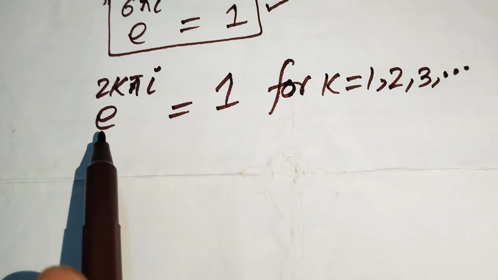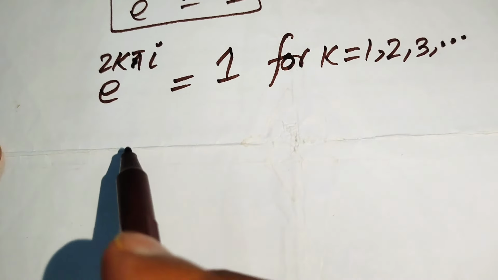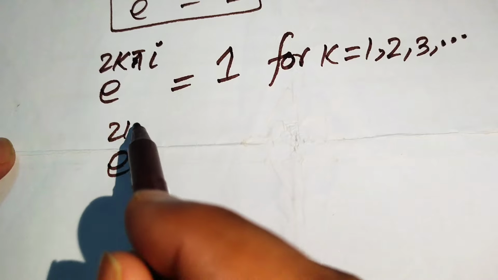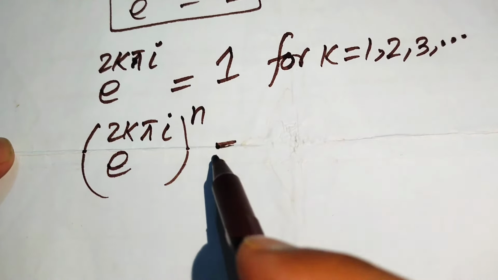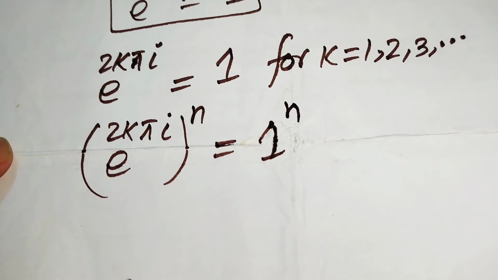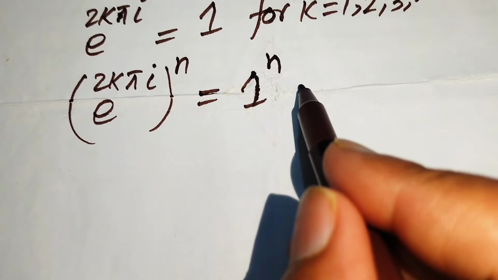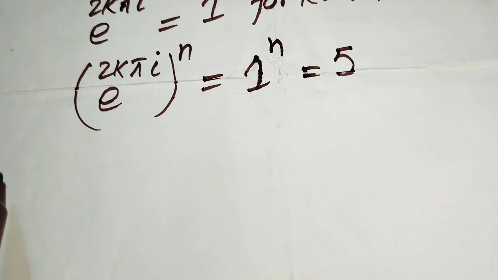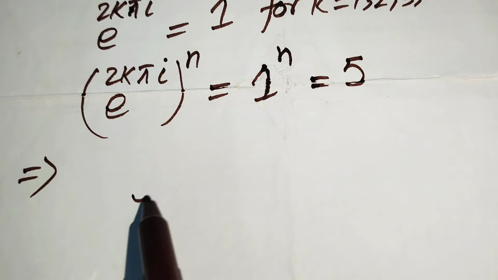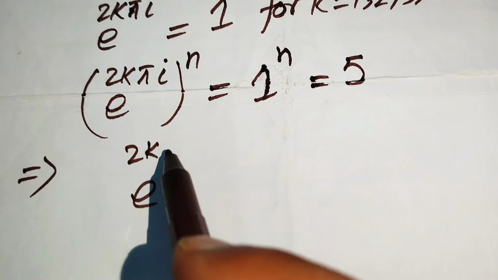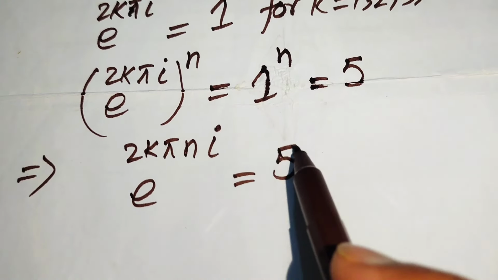So if we have e to the power of 2k pi iota equals 1, now we need to take the nth power on both sides. When we take the nth power on both sides, it will be written as e to the power of 2k pi iota, whole to the power n, equals 1 to the power of n. Now in the given question statement, we have the value of 1 to the power of n equal to 5. So here we have an exponent to an exponent. These exponents are multiplied by each other, and we get e to the power of 2k pi n iota is equal to 5.